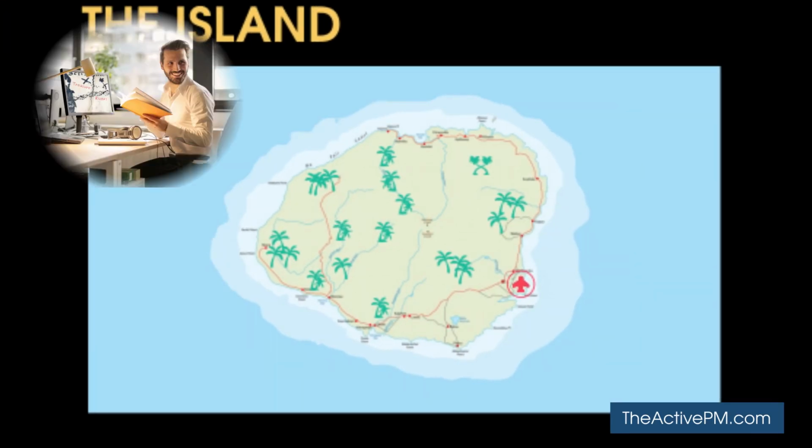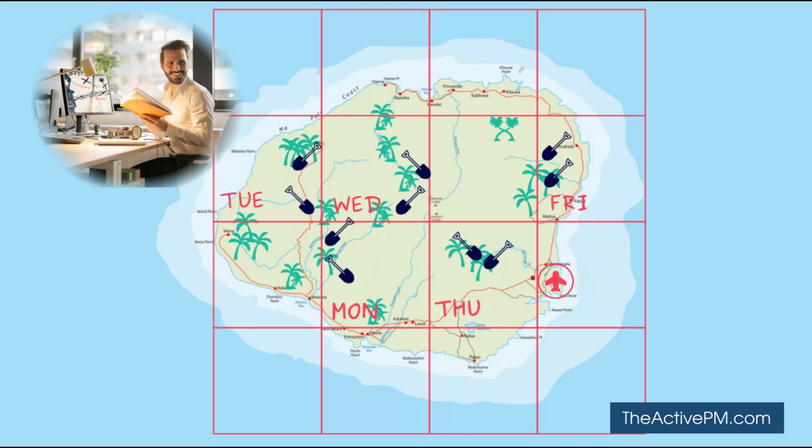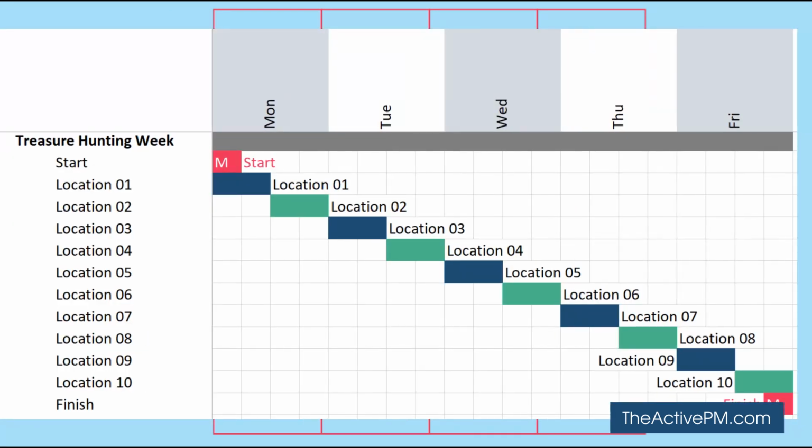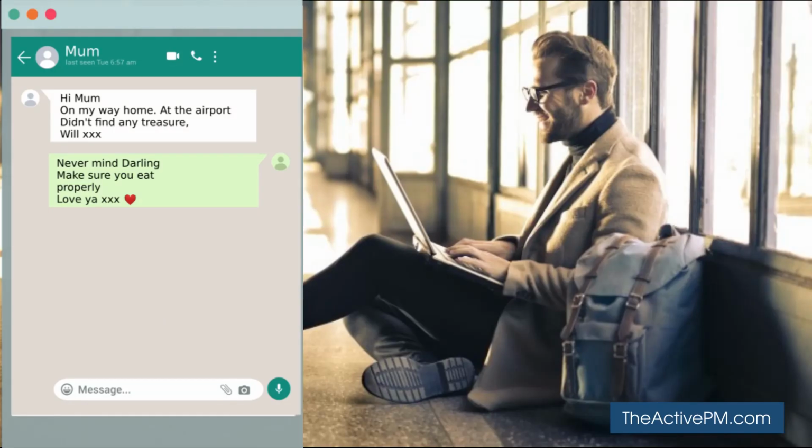William arrives on the island with a plan. On the map, he found 10 locations with trees near a river. He will visit 2 per day, with his metal detector and a shovel. All goes to plan. He searches all 10 sites, but no treasure is found, and William returns home empty-handed.